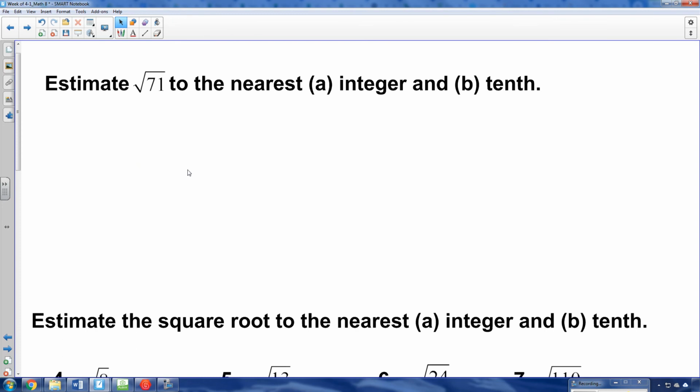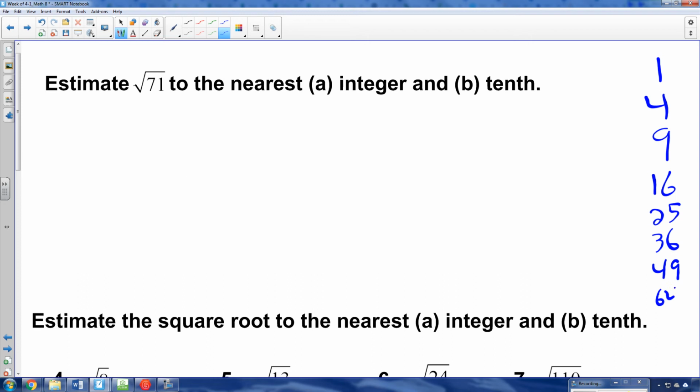So moving on to this problem, we have to estimate the square root of 71 to the nearest integer and the nearest tenth. I'm going to do 1 times 1, 2 times 2, 3 times 3, 4 times 4, 5 times 5. I'm going to keep going until I feel I've gotten where I need to get to. 64, 81, and 100, I think. Now, if I look here and I see 71, I put a line right here. Do you agree that 71 is right in between those two numbers? Okay, it's not perfect, so it's not going to come out nice.